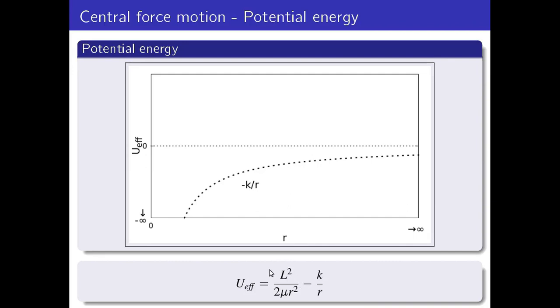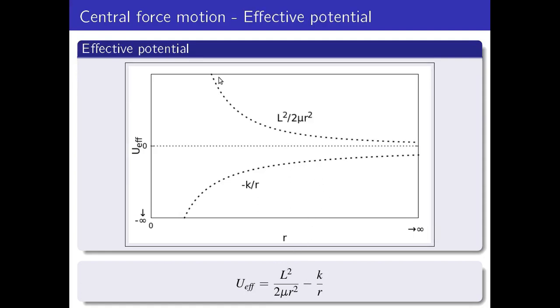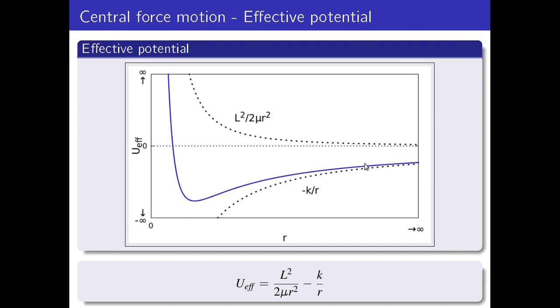If there is a rotation, the term L square over 2 mu r square contributes to the effective potential, and its structure is shown by this dashed curve. As you can see, as r goes to infinity, it goes to 0 from above, and it goes to 0 faster than the minus k over r term. And as r goes to 0, it goes to infinity, and it goes to infinity faster than the minus k over r term. This blue curve shows the effective potential, which is the total of these two terms.